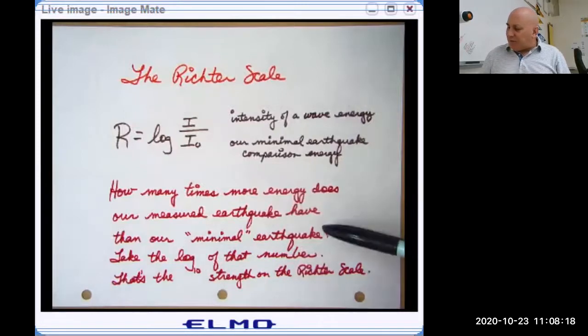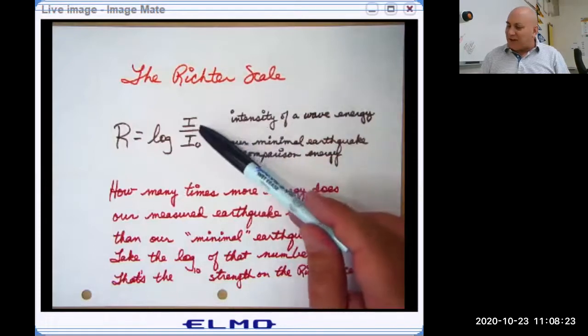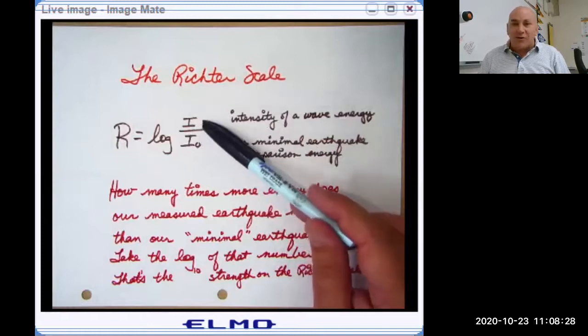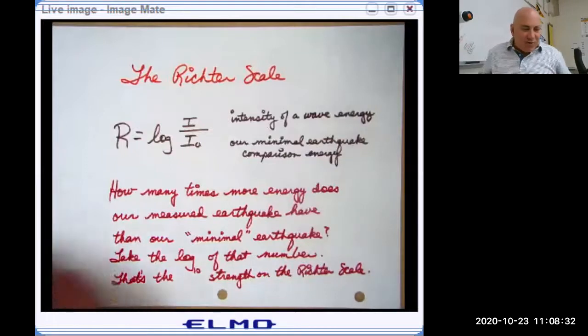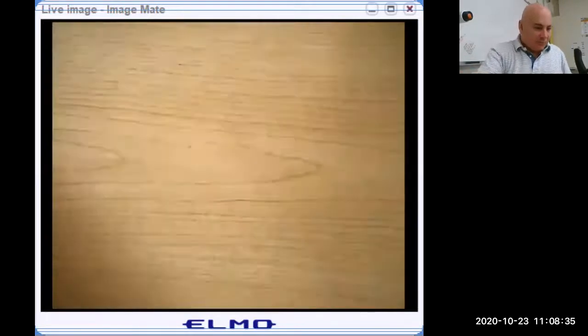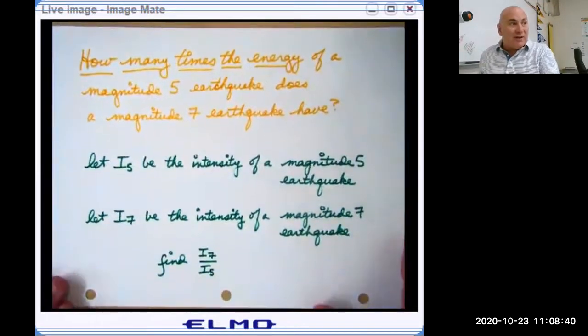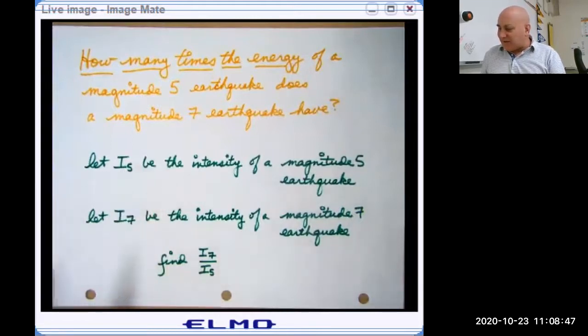So what we do is we figure out I over I sub 0, which is how many times the energy of this minimal earthquake the earthquake you're measuring has. Then you take the log of that, and that's your number on the Richter scale. So how many times the energy of a magnitude 5 earthquake does a magnitude 7 earthquake have? So I'm going to say I5 is that intensity, I7 is this intensity, and I want to find I7 divided by I5.